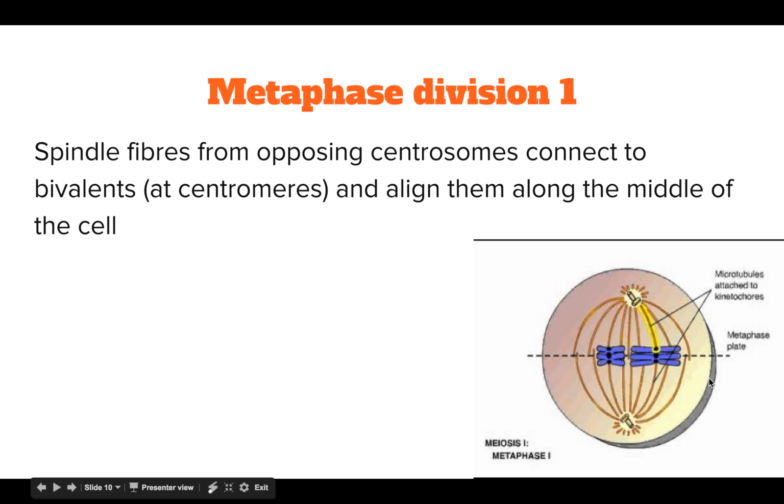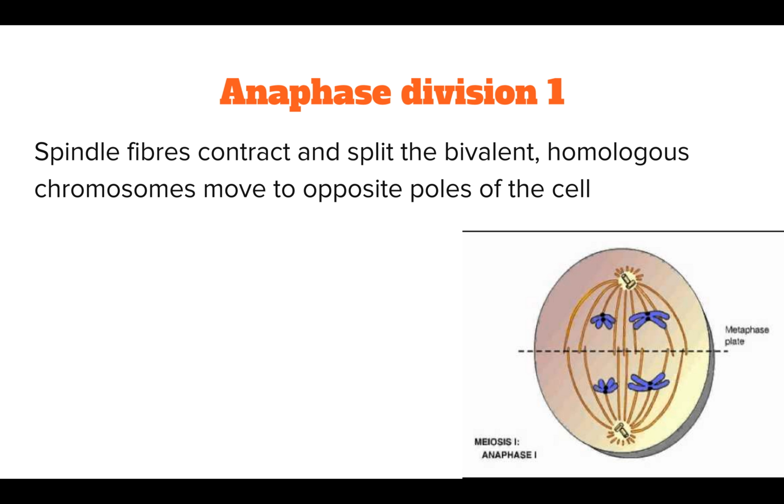So metaphase, the nuclear membrane has completely dissolved, and the spindle fibers, these lines, they go to the opposite parts of the cell, and from opposing centrosomes connect to the bivalents at the centromere, and align them along the middle of the cell, as you can see here. So the nuclear membrane that contained all the genetic material leaves, and then they align them along the middle of the cell.